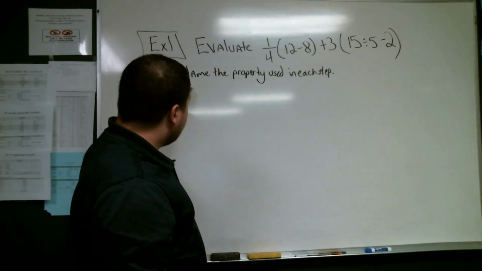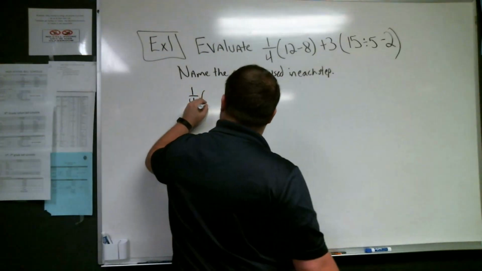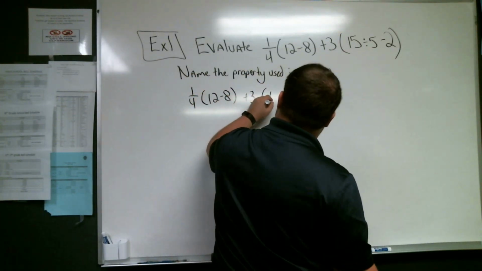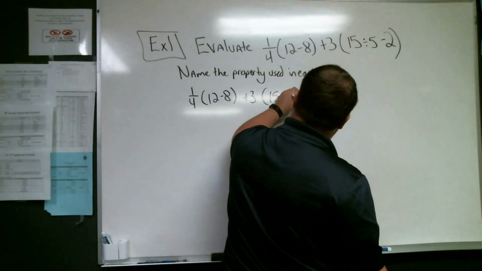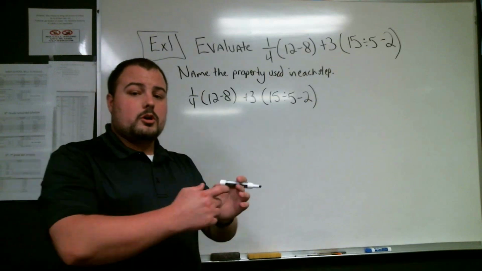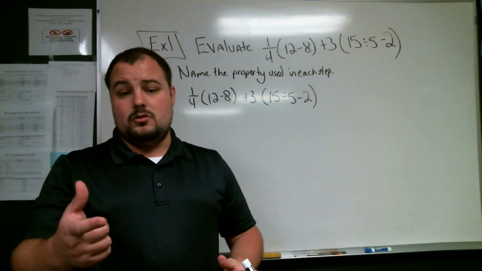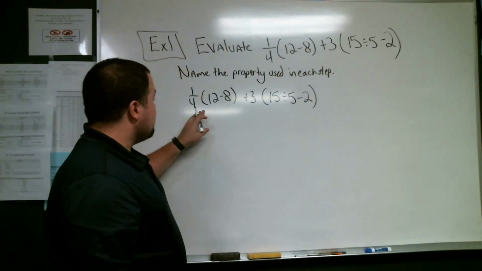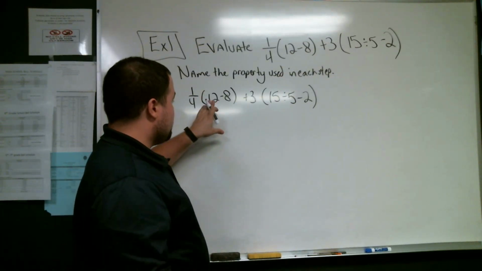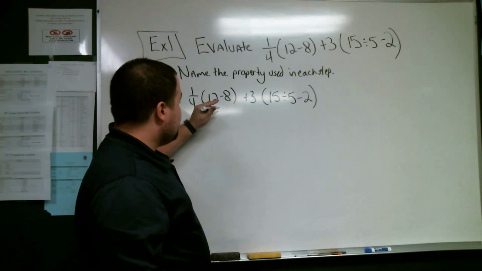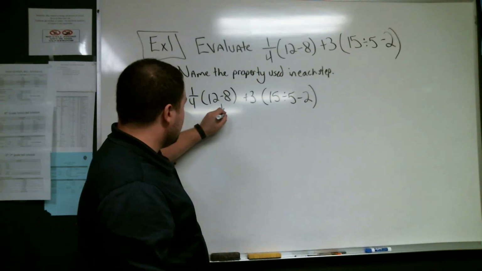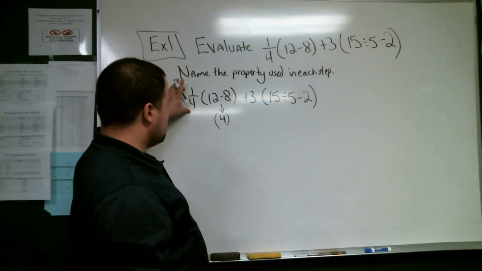So I'm going to go ahead and rewrite the problem. 1/4 times (12 minus 8) plus 3 times (15 divided by 5 minus 2). Every time that we solve something new, we're going to write down what property, based on those lists that you just copied, we did. So, looking at this, PEMDAS says that we solve inside parentheses, so we have to do 12 minus 8 first. 12 minus 8 is the number 4, so I'm going to draw an arrow going down and say I'm changing that to 4. I'm going to keep it inside parentheses because this 1/4 is there.